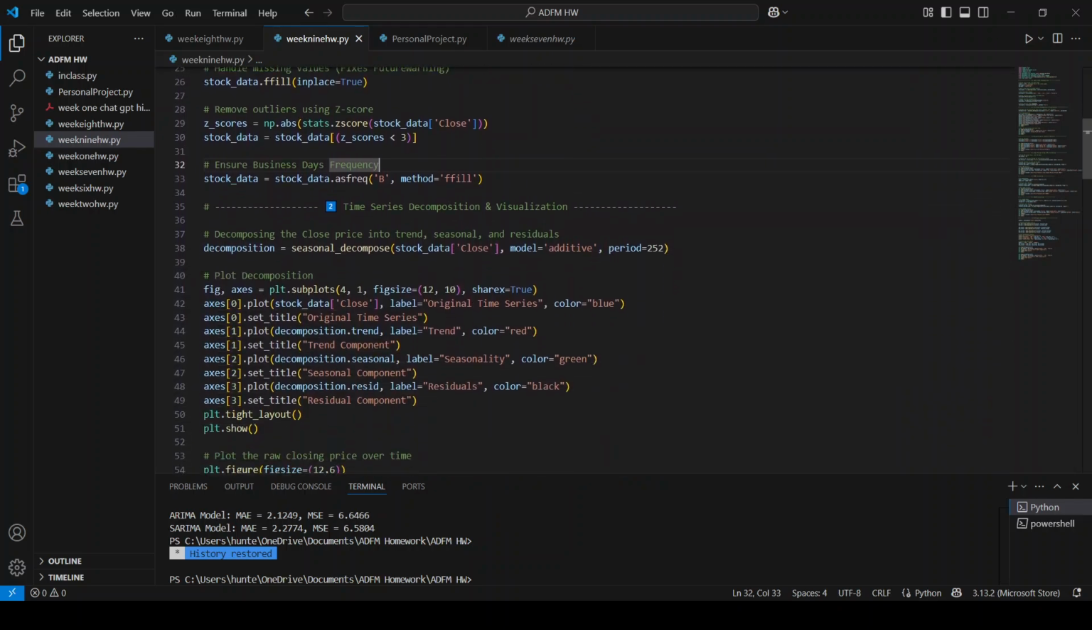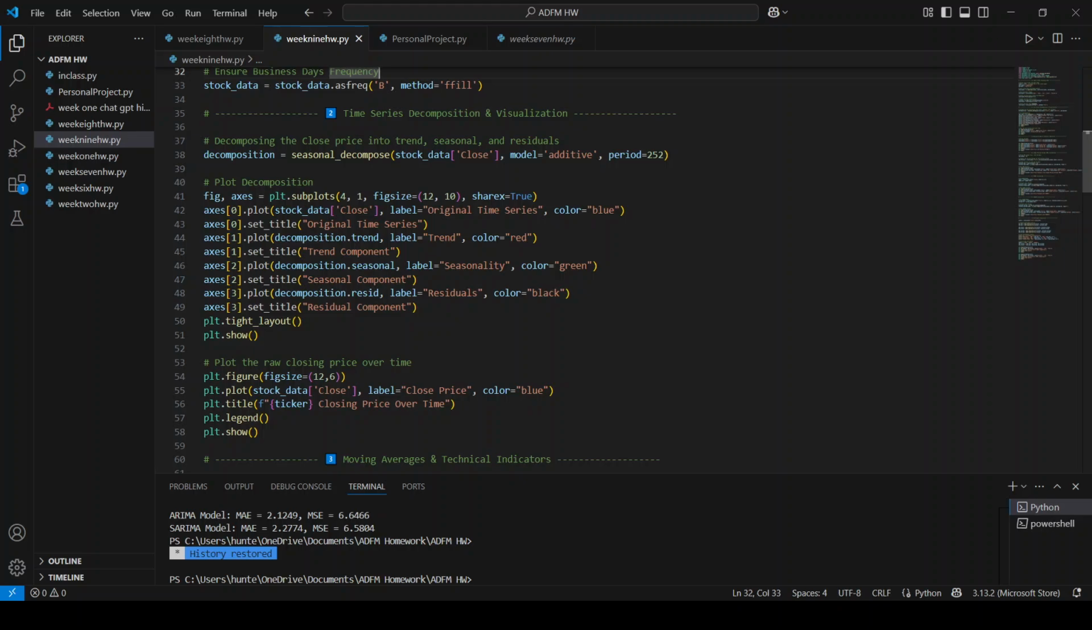And then going down at 38, we start off by making our time series decomposition and visualization for it. So this is the start of the time series decomposition and the visualization. Seasonal decompose splits the time series into components.